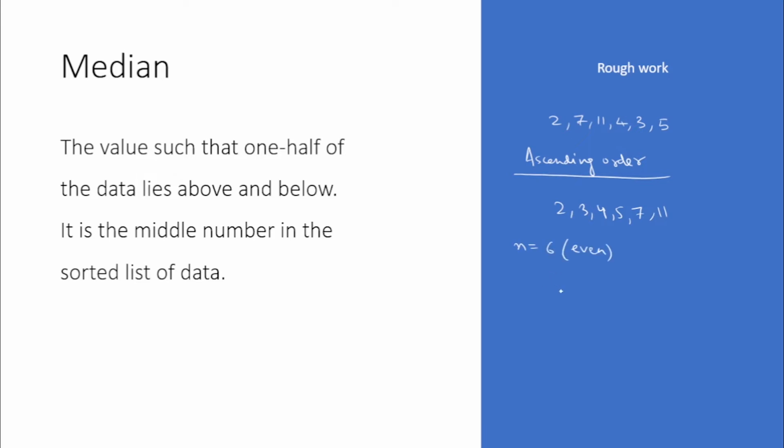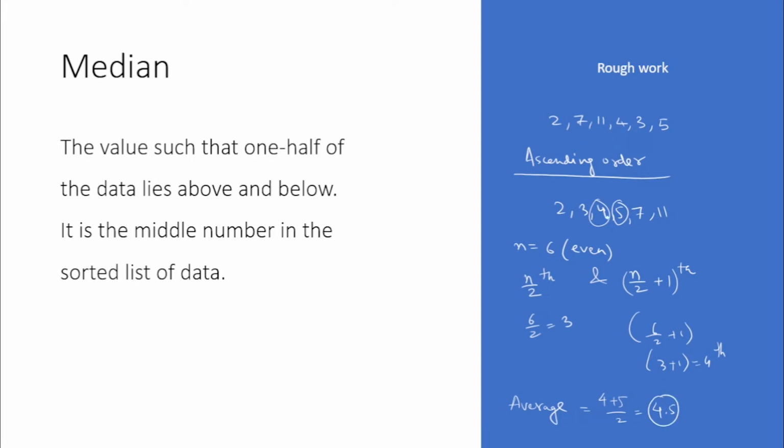So what we have to do is take the n by 2 and n by 2 plus 1 terms, and then find the average of these two terms. So what is n by 2? It will be 6 by 2, basically 3, so the third term. And n by 2 plus 1 will be 6 by 2 plus 1, so 3 plus 1 equals the fourth term, right? So we have to take the average of 4 and 5. So this is 4.5. So 4.5 becomes our median value.